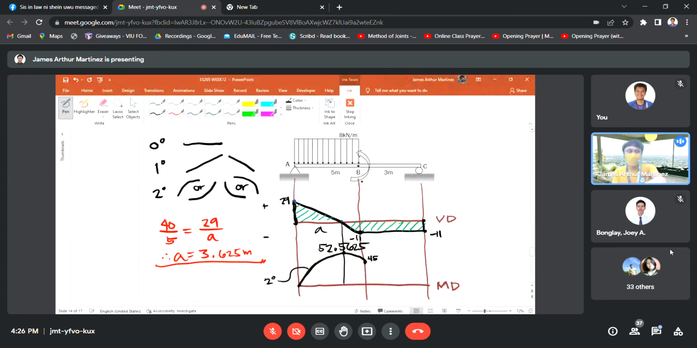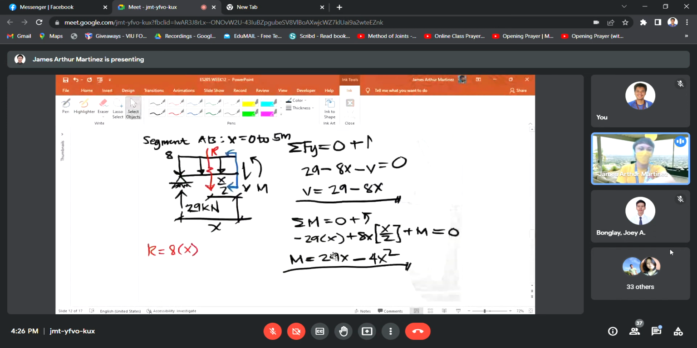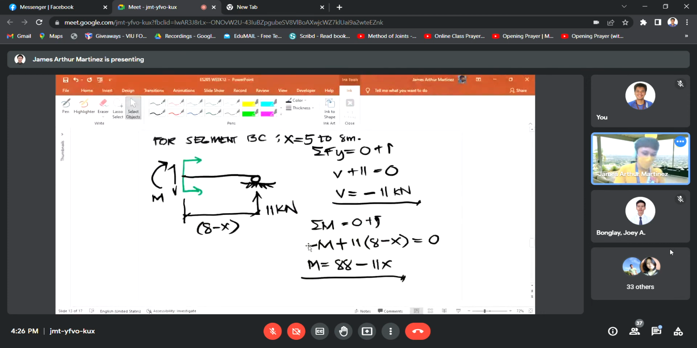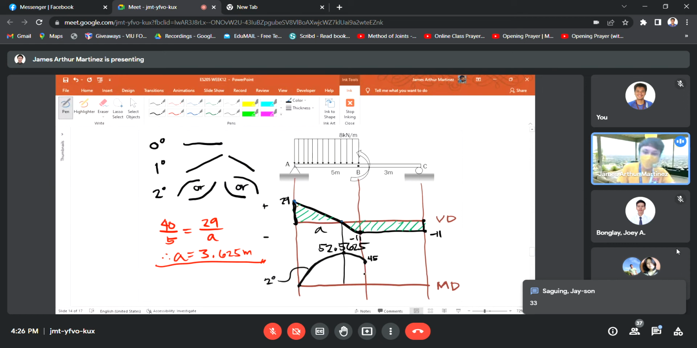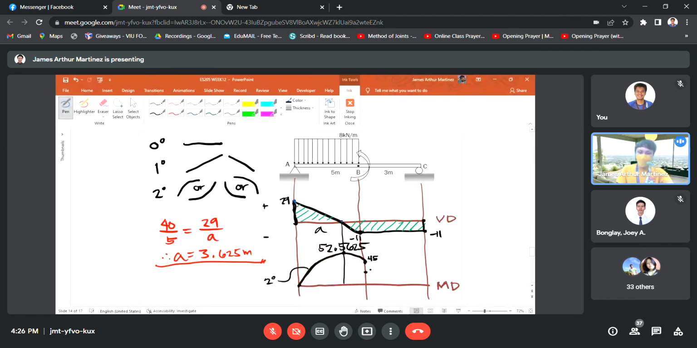Now, for segment BC, the equation of the moment is 88 minus 11x. To connect to our diagram, x should be equal to 5 at point B, to locate where it is. So 88 minus 11 times 5, you have 33. Notice that it is not connected. If we plot 33 moment at point B in segment BC, there is an open space.